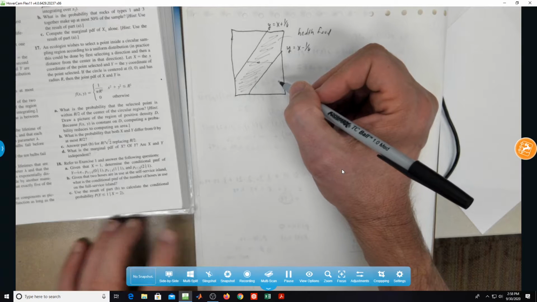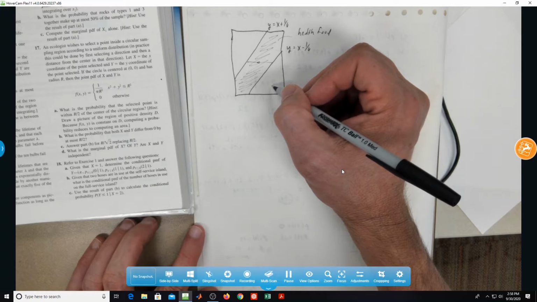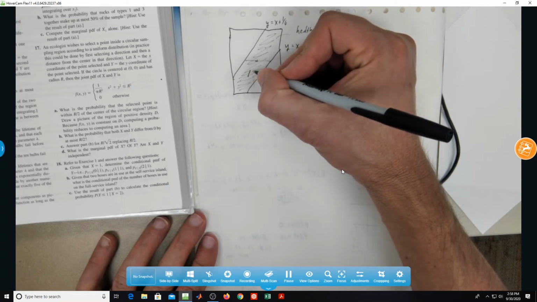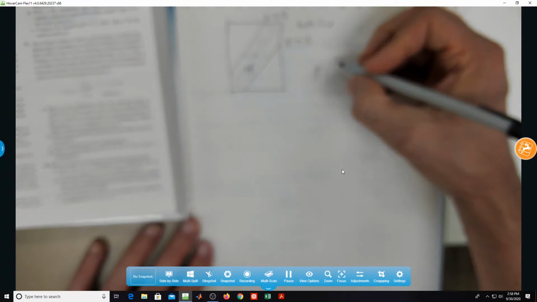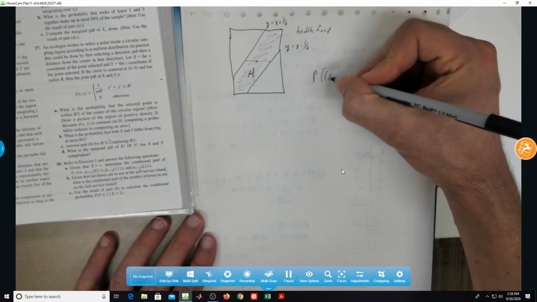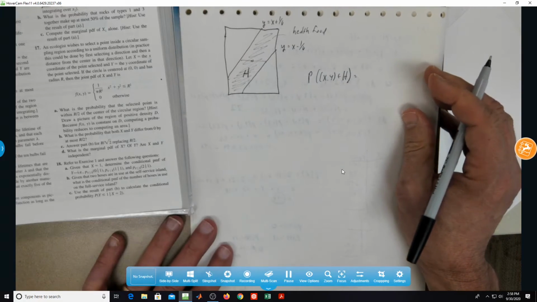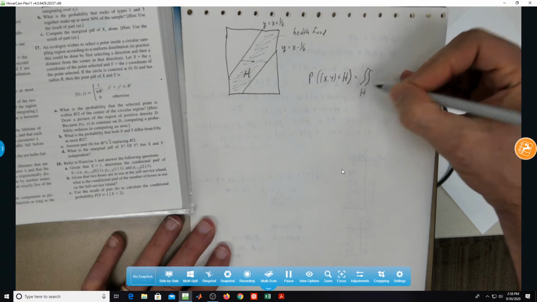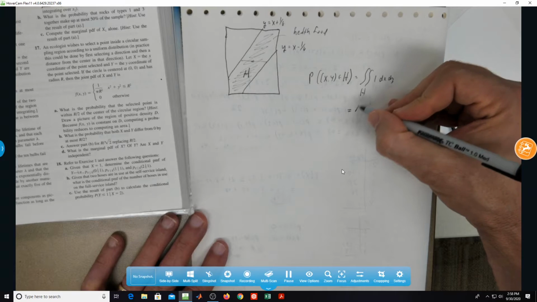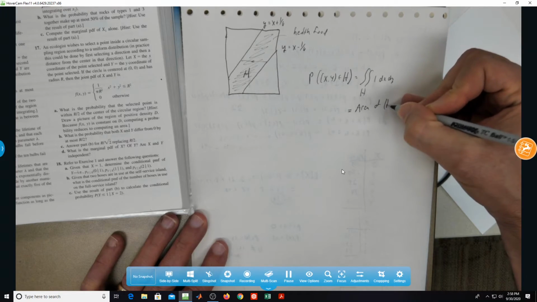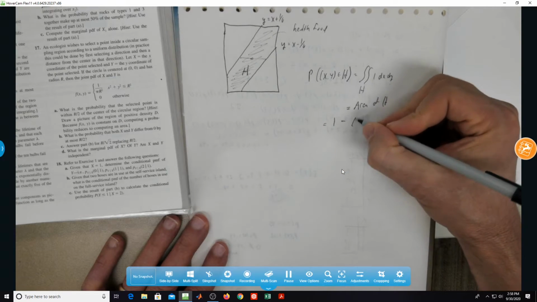Now, one thing you can think about doing is figuring out just the area of a triangle. We don't always have to integrate to do this. Let's call this H for health food restaurant. So the probability that x, y is in H is equal to the integral over H of 1 dx dy. But that's the same thing as the area of H, which is also 1 minus the area of H prime.